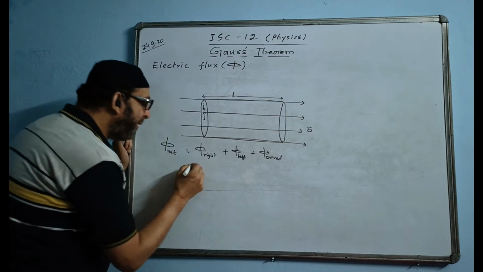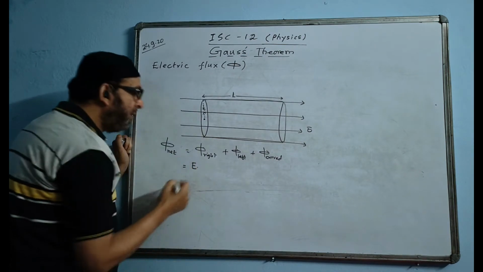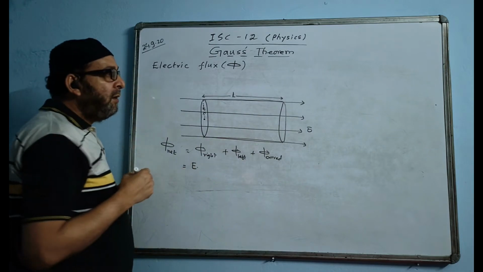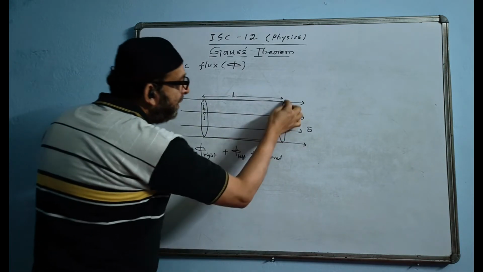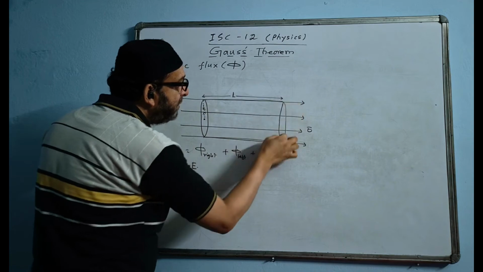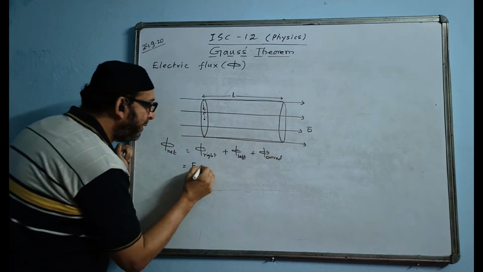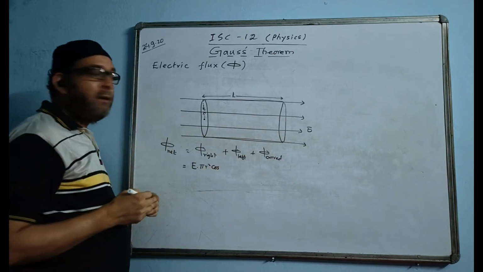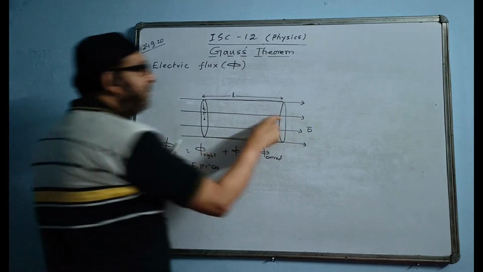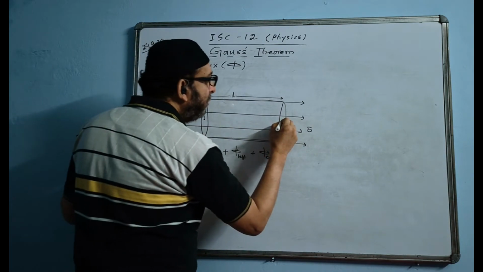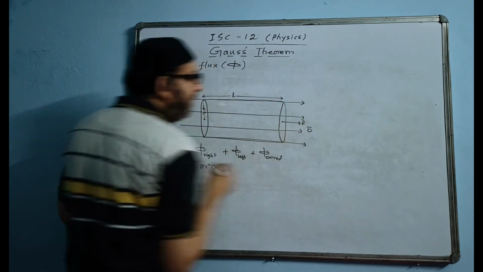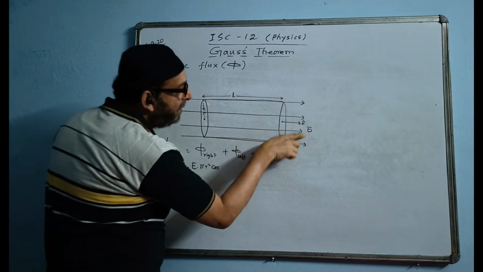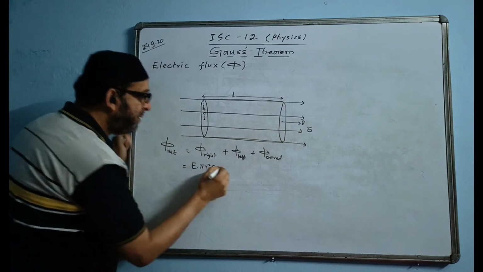The formula of phi right will again be E into area. What is the area of this surface? This is a circular surface, and the area formula is pi r square. So I'll get E into pi r square cos theta. What is the value of theta for this surface? We draw the normal vector. The normal vector is coming like this. What is the angle between A and E? They are parallel. That means 0 degree.